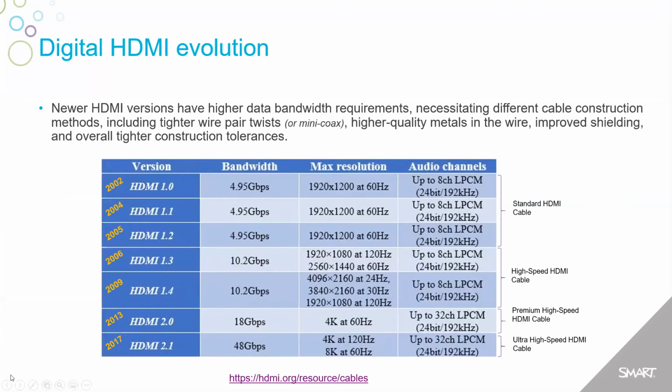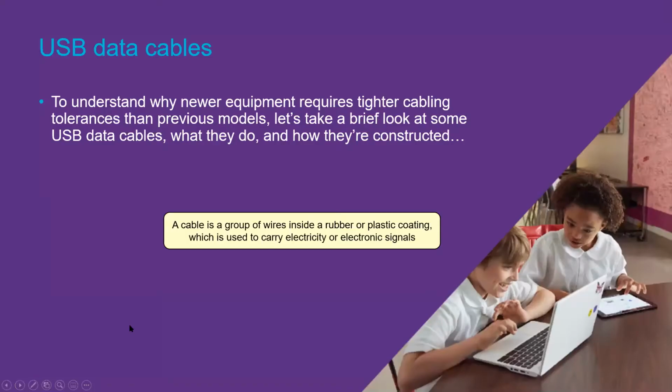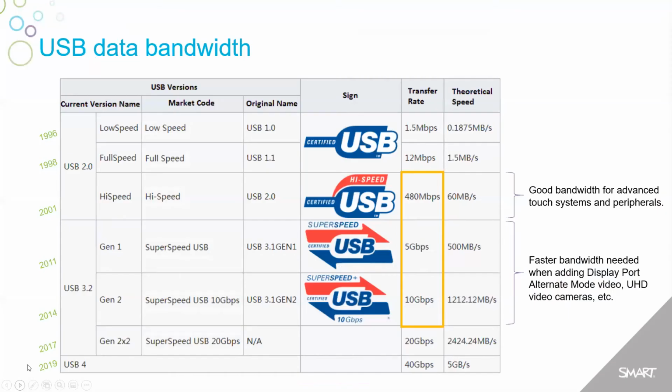So back to our presentation. Let's take a look now at USB data cables because they've also evolved over the years. Just like HDMI, USB has gone through several versions over the years, and each of those versions has an increase in data bandwidth that the cable needs to accommodate.